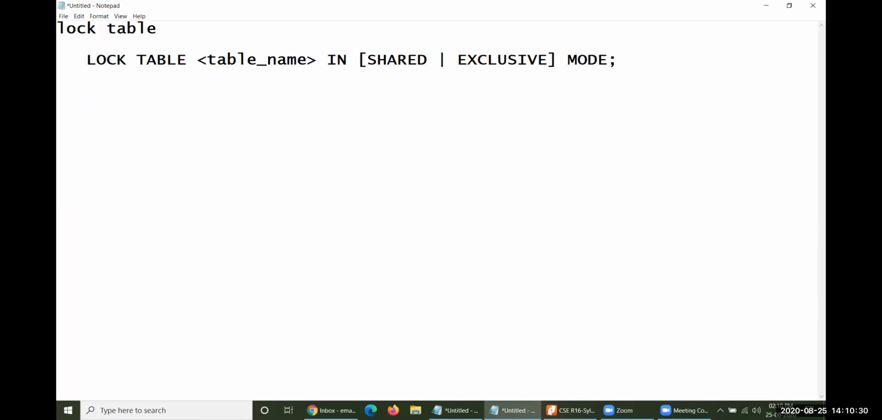So shared mode, as far as shared mode is concerned, the table will be open for read-only mode. Okay, so you are able to read the data, I mean, you may get only selection on that particular table. So a number of people can share the table in shared mode, and all those people are eligible to retrieve the data for reading.